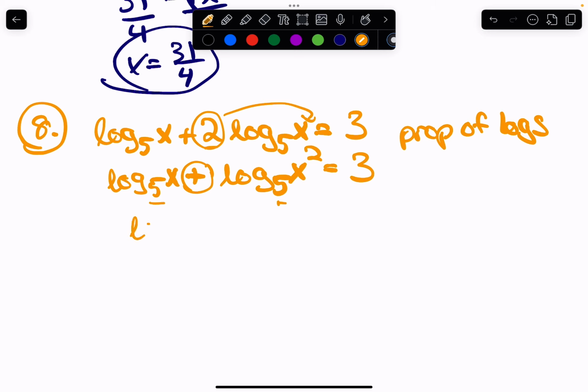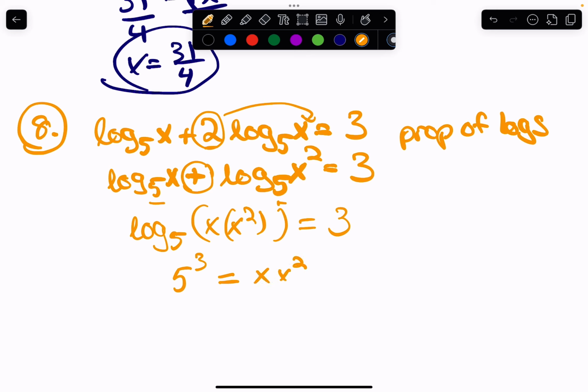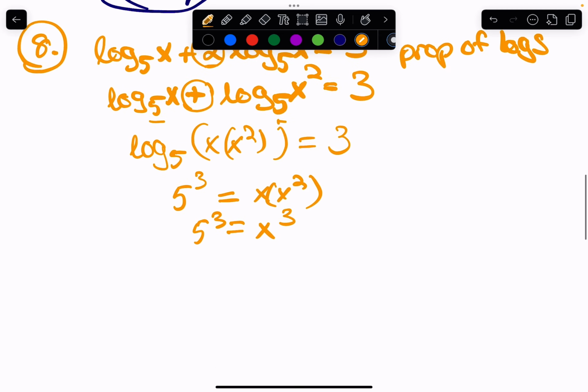So now we can rewrite it as log with base 5 of x times x squared equals 3. And now we can use the definition: 5 to the power of 3 equals x times x squared, which 5 to the power of 3 is 125, and that equals x cubed. So we have the same exponent, so we know that our bases are going to have to be the same, so x equals 5.